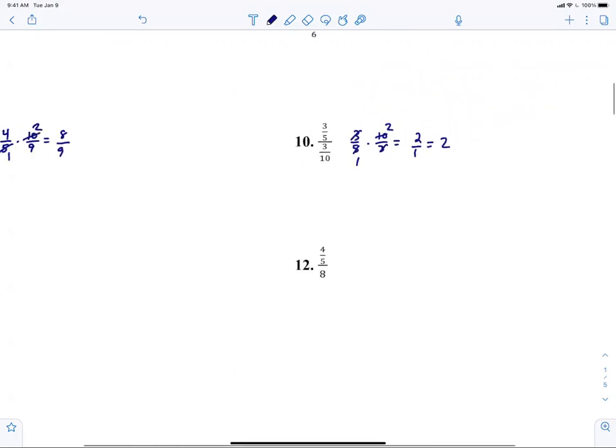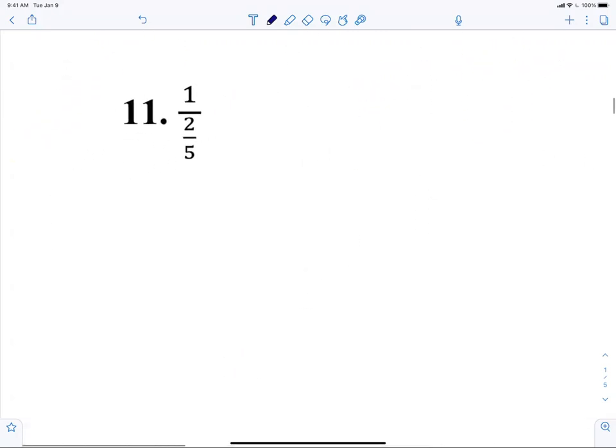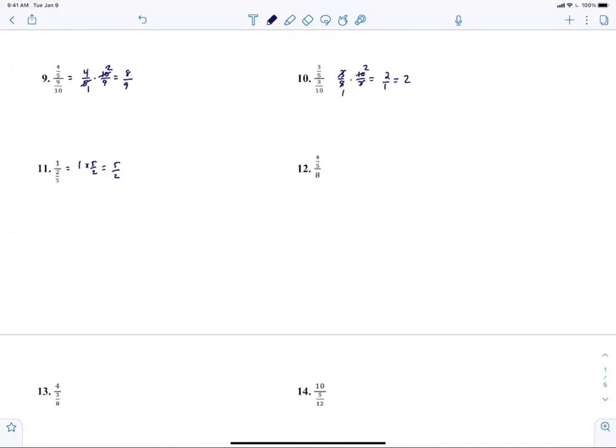All right, here we go. Number 11. 1 over 1 times 5 over 2, so you get 5 over 2. That's correct. Just 5 over 2. All right, I'm happy with that.